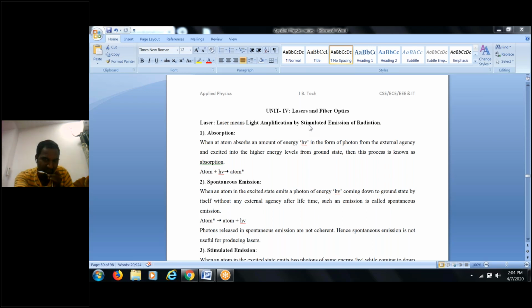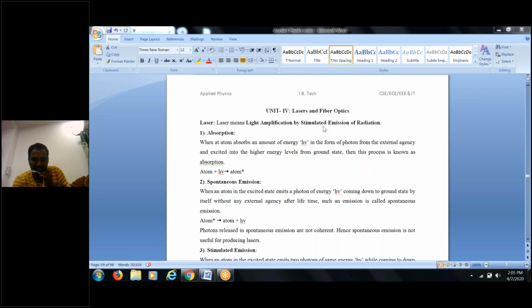First you observe the first word, light, and the last one, radiation. So simply it is indicating light radiation. Light radiation is a kind of electromagnetic radiation. Our normal light is also a kind of electromagnetic radiation. Just like that, this laser light is also a kind of electromagnetic radiation.